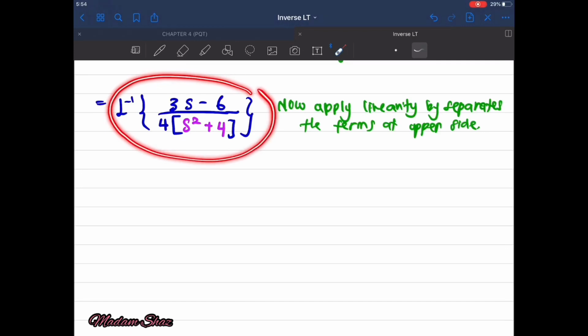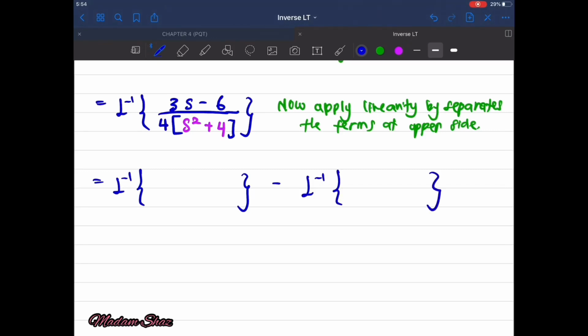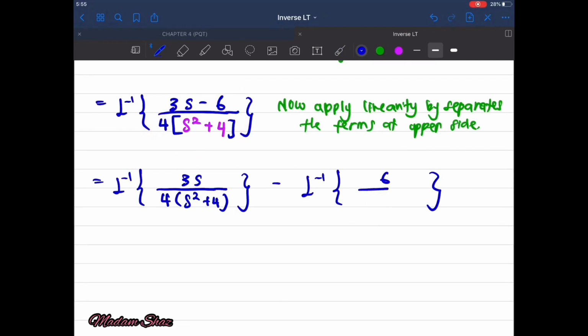So separate the terms. As we can see here, you have a minus operation. So you will have Laplace inverse first curly bracket minus Laplace inverse second curly bracket. For the first curly bracket, it must be written as 3s over 4 multiply s square plus 4. For the second curly bracket, it will be written as 6 over 4 multiply s square plus 4.